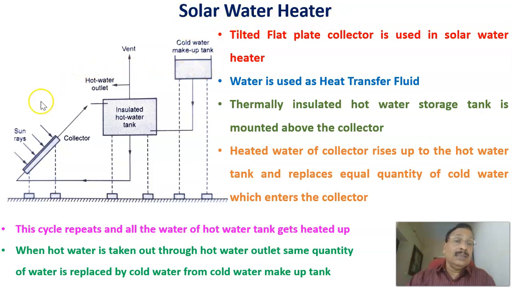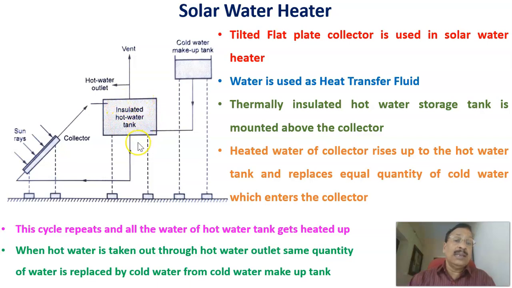This is the schematic diagram of a solar water heater, in which a tilted flat plate collector is used to collect the solar radiation. A flat type collector is used, that is tilted, and solar radiation falls on it and converts it into heat energy. To transfer this heat energy, a heat transfer fluid is used, that is water. Therefore water is coming from the hot water tank.